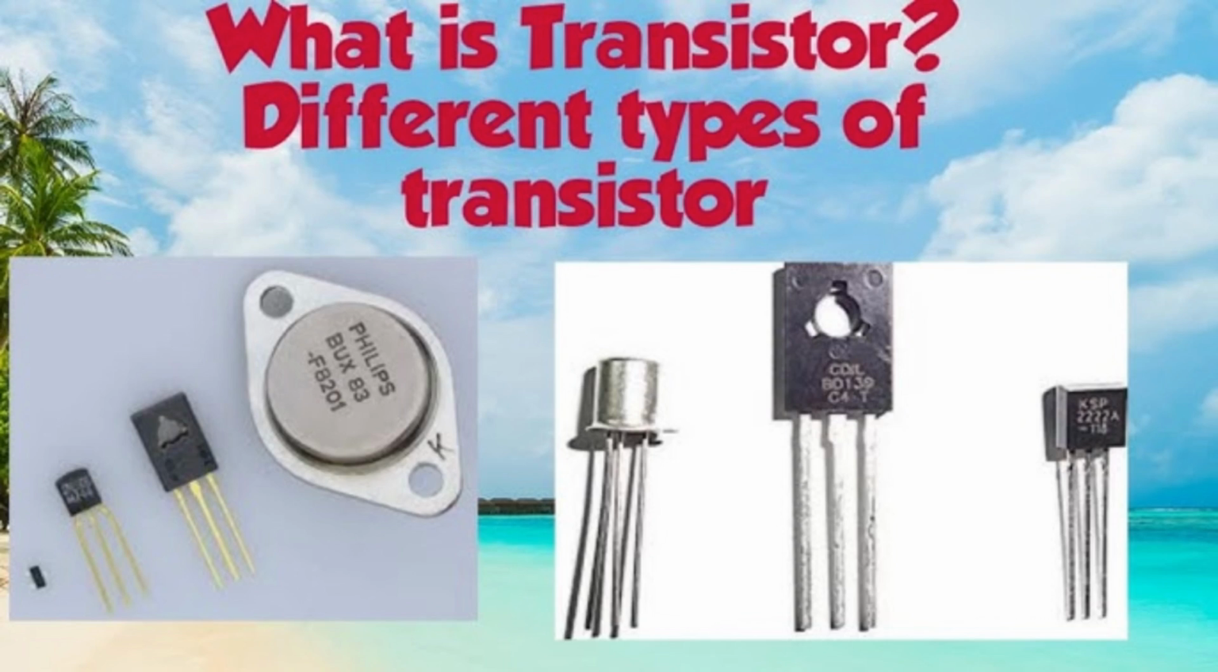PNP transistor working. The working principle is similar to the NPN transistor, but holes are the majority charge carriers. Current flows from emitter to collector. The base is at a lower voltage than the emitter.